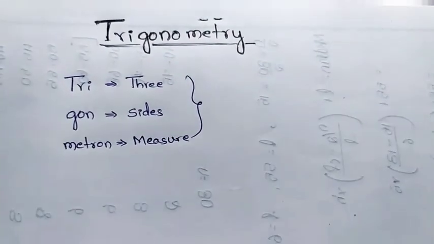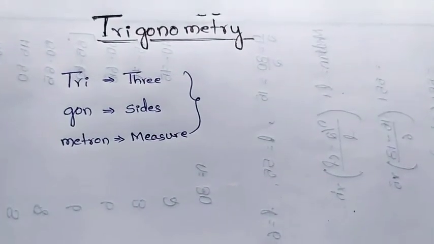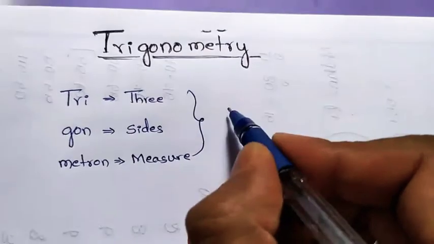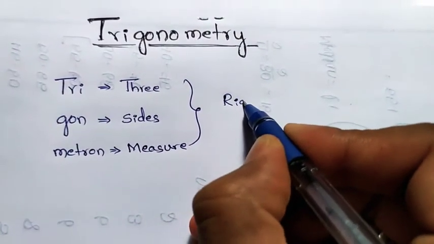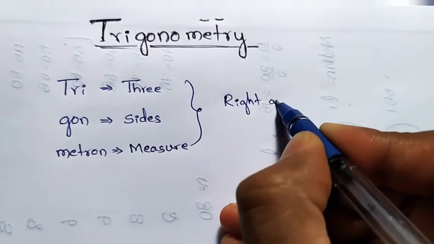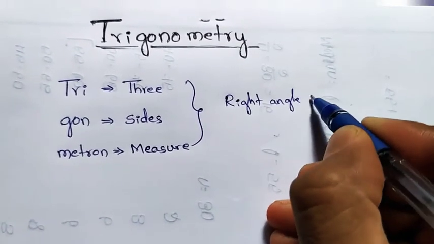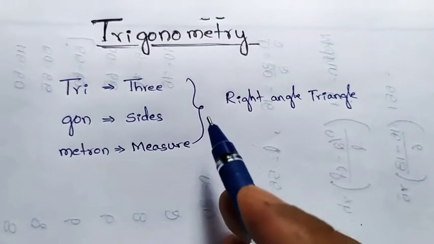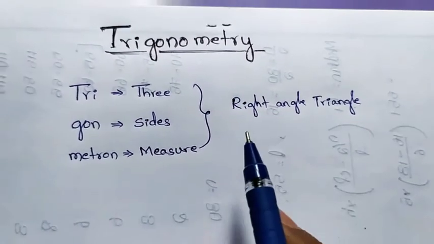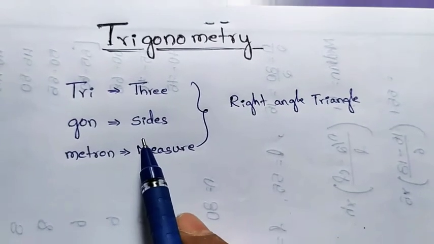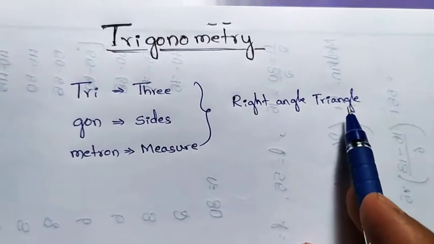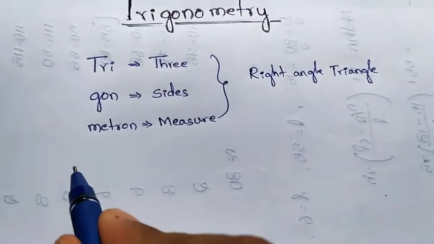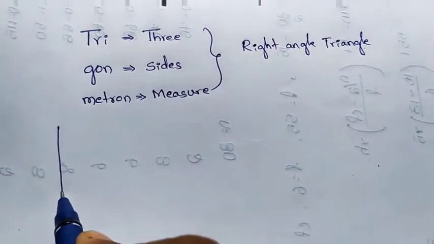Where will you get three sides measurement? We will get it in the triangle, and it's mainly about the right angle triangle. It's totally about the right angle triangle. We will use this trigonometry method to find the sides in a right angle triangle. So let's start by taking one rough diagram of a right angle triangle.